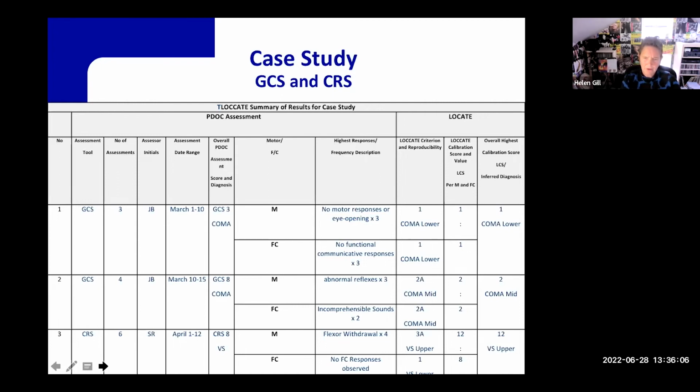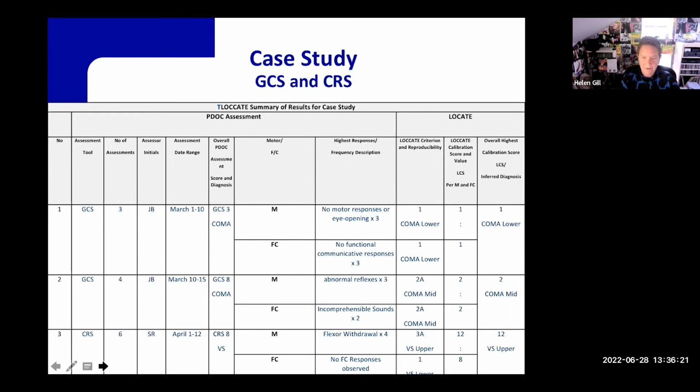They showed in the motor abnormal reflexes. So that's no response now, is it? It's not no response, it's reflexive response. So that goes up to 2. It's only happened 3 times. So the score for that is 2 in terms of calibration score.